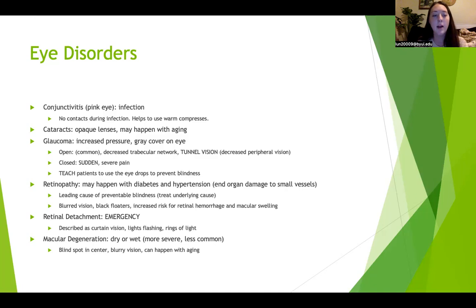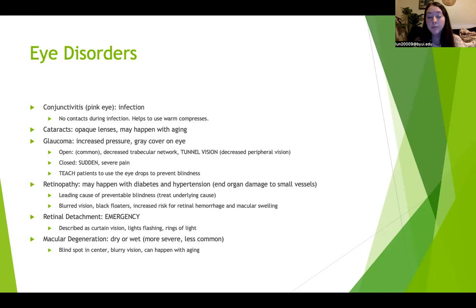Okay. Retinopathy can happen with diabetes and hypertension, the 2 most common causes, because of the end organ damage to small vessels. So this is the leading cause of preventable blindness. And so the way you prevent it is by controlling diabetes and hypertension. Signs and symptoms include blurred vision, black floaters. There's an increased risk for retinal hemorrhage and macular swelling. Okay. And then retinal detachment.